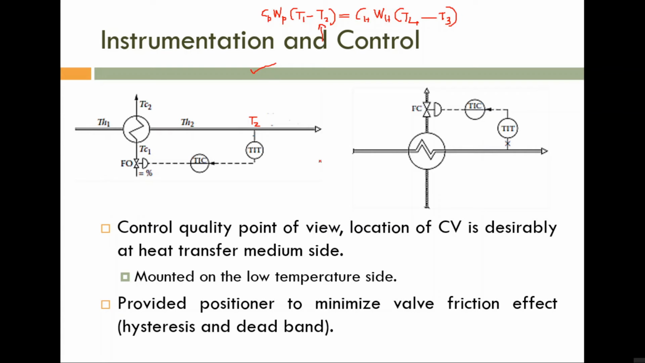Now, if we remove T2 from the list, we have 5 more variables. That means we can manipulate any one of these 5 variables. If you want, we can manipulate WP, T1, WH, T4, T3, any one. What is your choice? What are you going to manipulate?